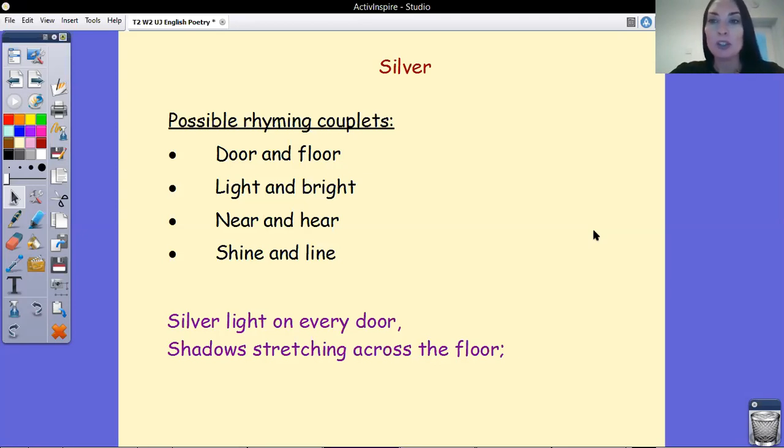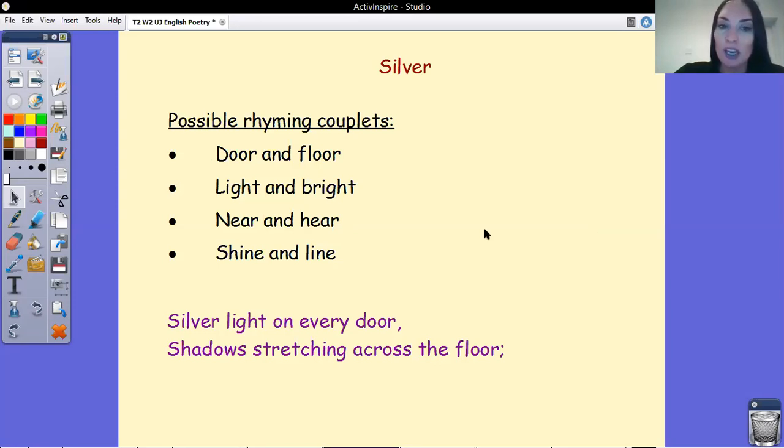Now the easiest way to do this is you choose your rhyming words first. It's much easier to do that than think of one line and then have to try and find something that rhymes. So I've got some suggestions here. You don't have to use these for your rhyming couplets, but they're a start if you're struggling a little bit. So we've got door and floor, light and bright, near and here, shine and line.